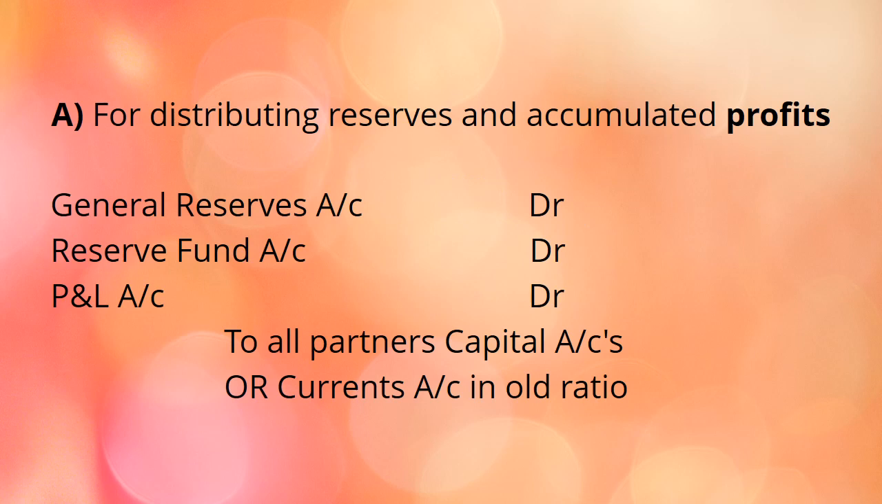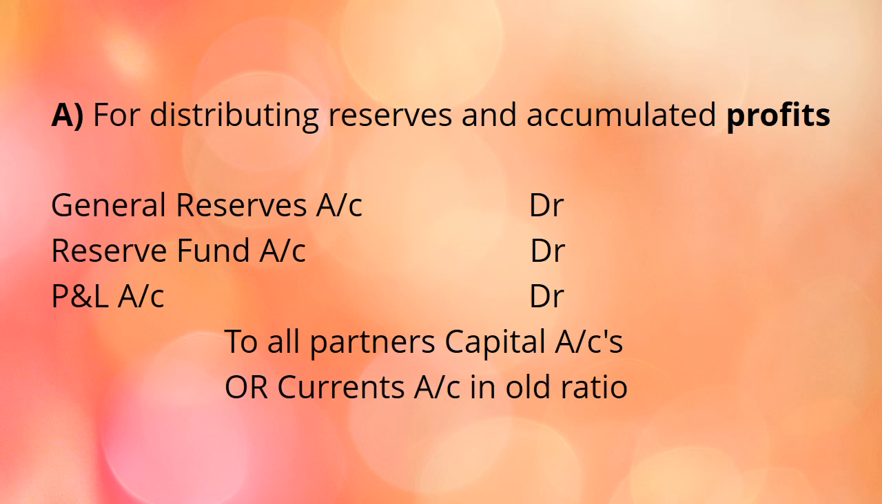A number, for distributing reserves and accumulated profits: General reserves account debit, reserve fund account debit, P&L account debit. This P&L will be appearing on the credit side. Yes, it is a credit balance. Credit balance means when credit is more, debit amount will be less. P&L account profit will be appearing to you in the liabilities side. All these amounts you will find in the liabilities side of the balance sheet.